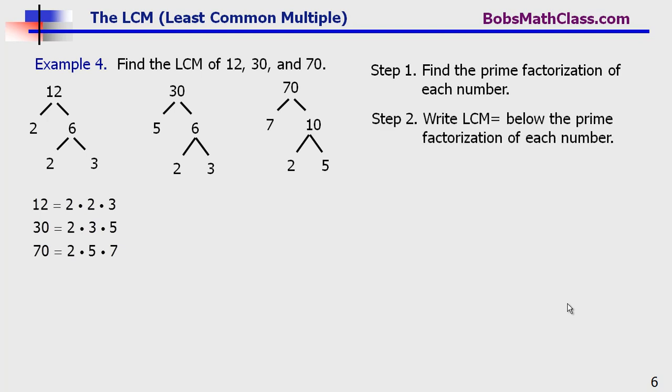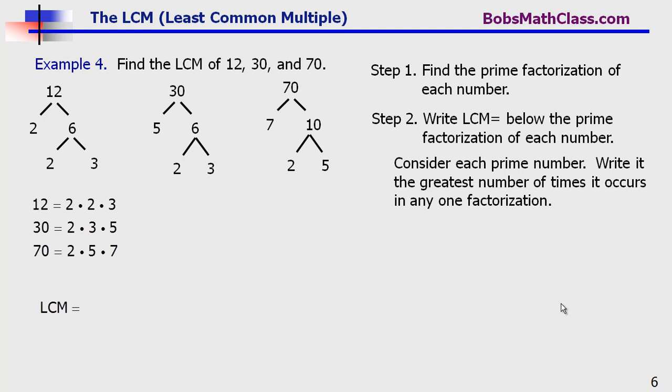Now, let's write LCM below the factorization. So just write LCM equals. Now we're going to consider each prime number, and you're going to write it the greatest number of times it occurs in any one factorization. So start with the number 2. What's the greatest number of times it occurs in any one row?